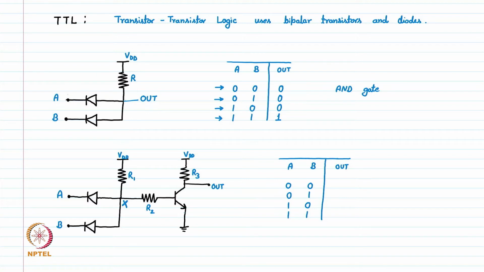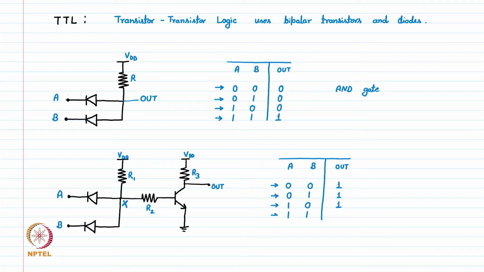When this BJT is turned off, the output node is pulled to VDD through this R3. So for any of these three lines where A and B, any of them is 0, the output will be pulled up to high, which is 1, 1 and 1.